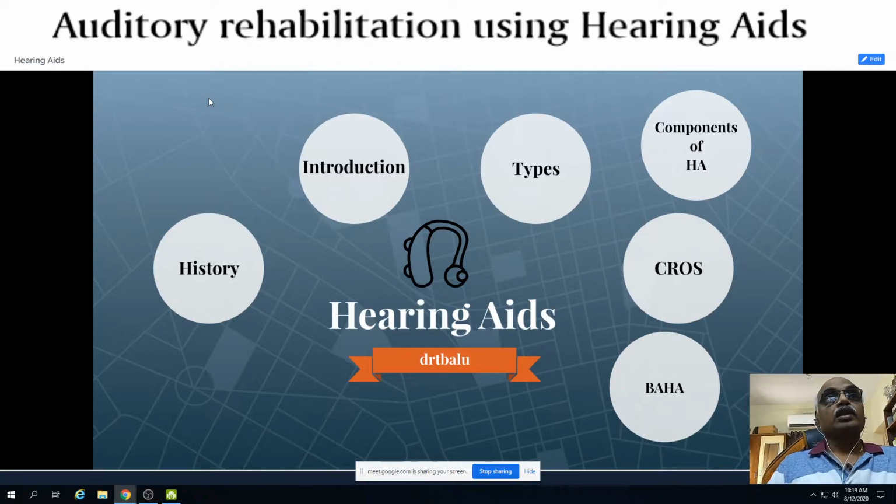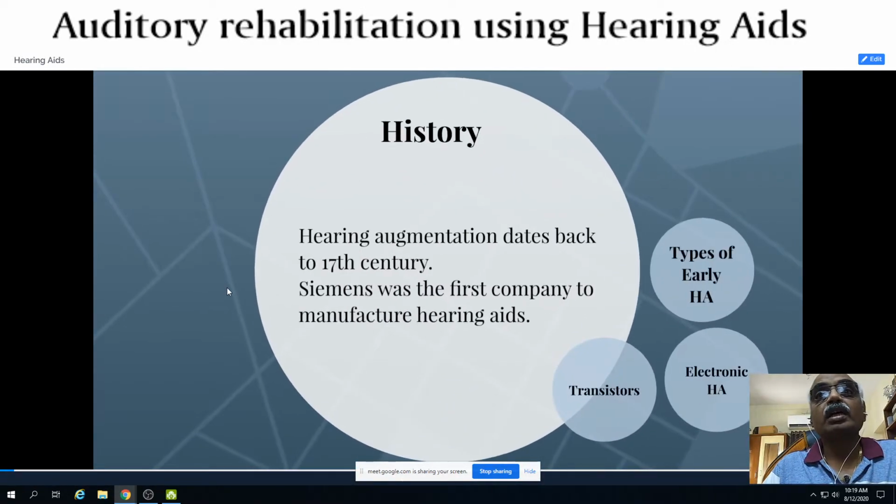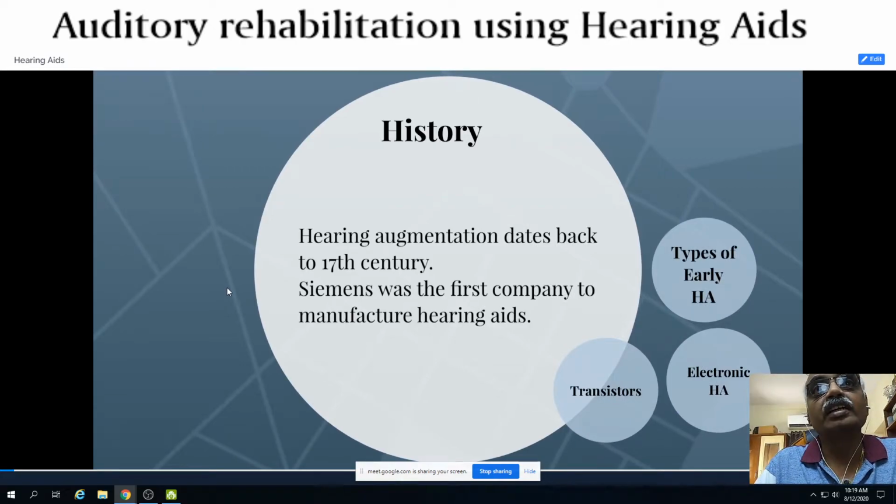No issues. So today I am going to speak on auditory rehabilitation, and that too auditory rehabilitation by using hearing aids. So let us go a little bit into the history. History is really interesting one. Hearing augmentation, what do you mean is amplification. The concept of amplification dates back to the 17th century.